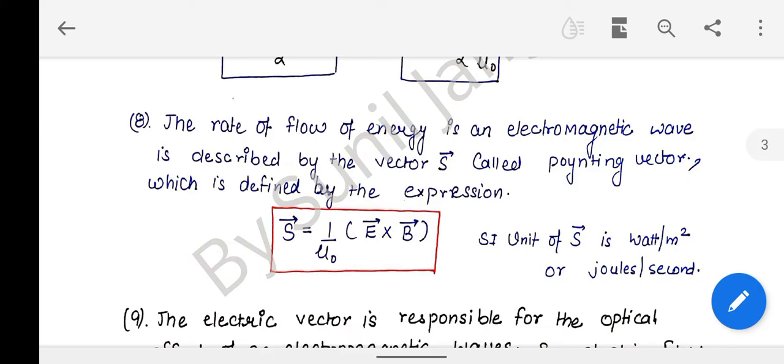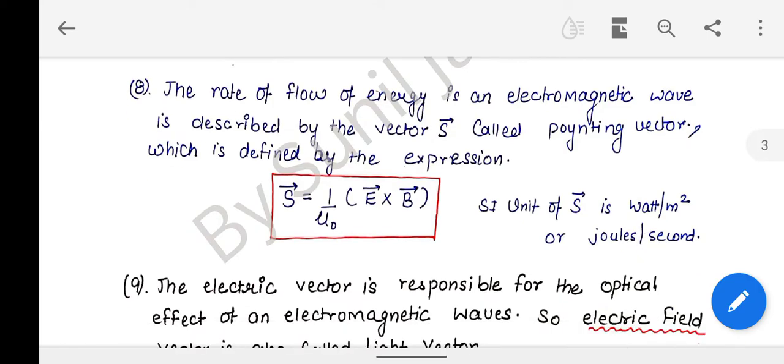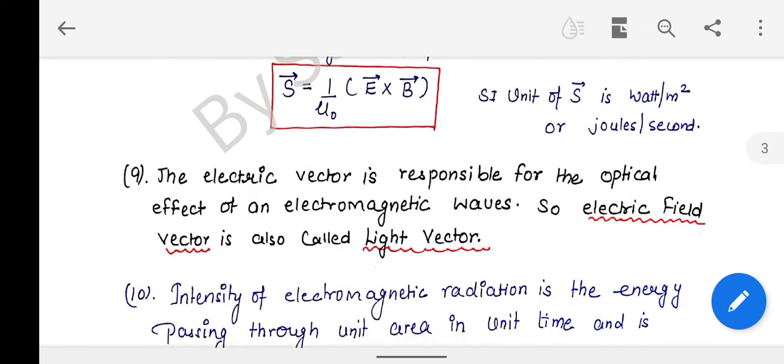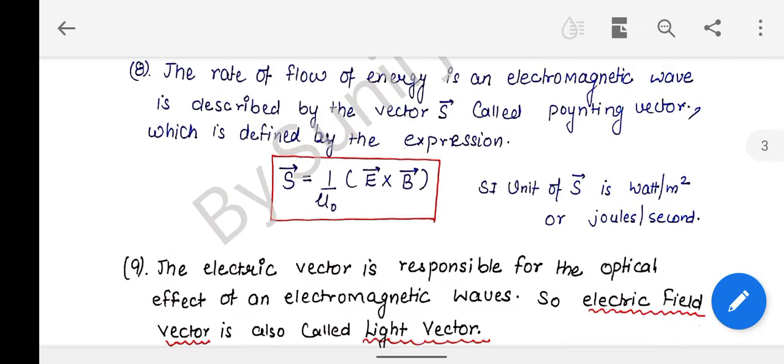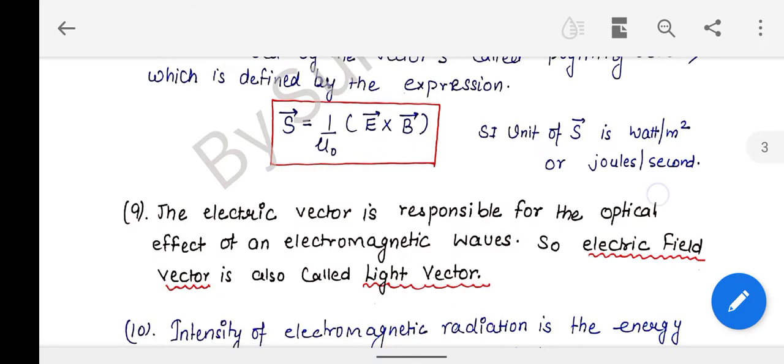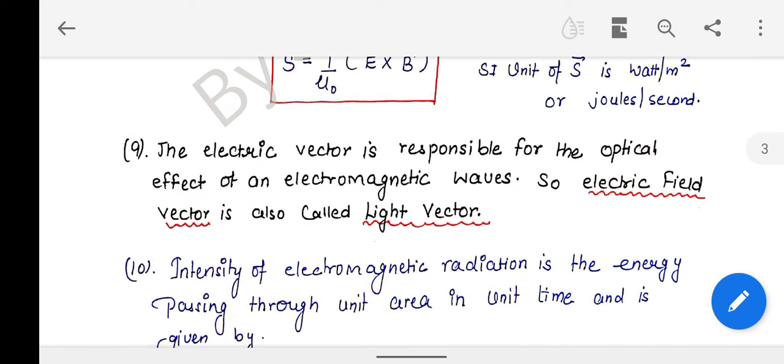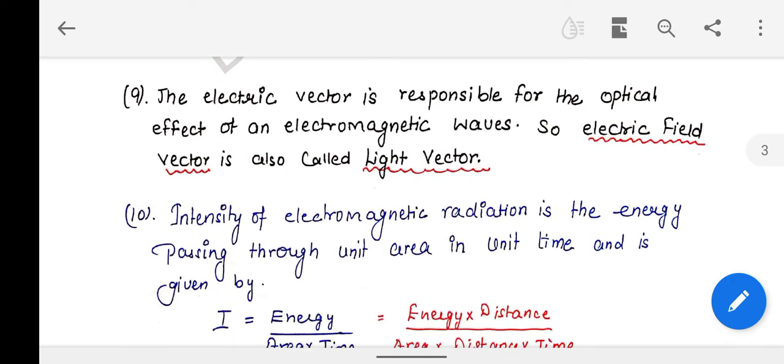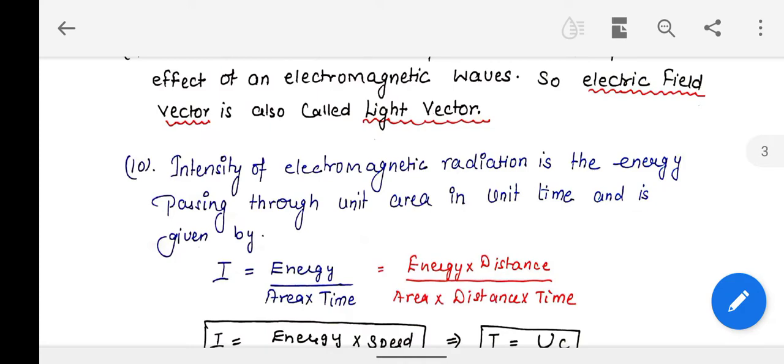Next we have the Poynting vector S, which is given by 1 upon mu naught, E cross B. So where will be the direction of the Poynting vector? Can you tell me? It will be along the direction of propagation of the EM wave. The electric vector is responsible for the optical effect of the electromagnetic waves. So the electric field vector is also called the light vector.